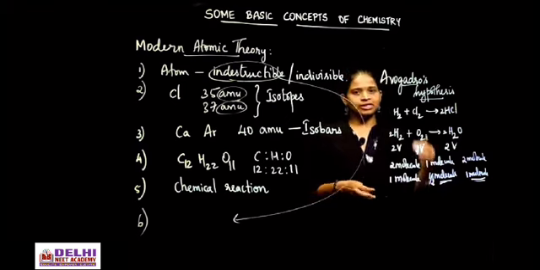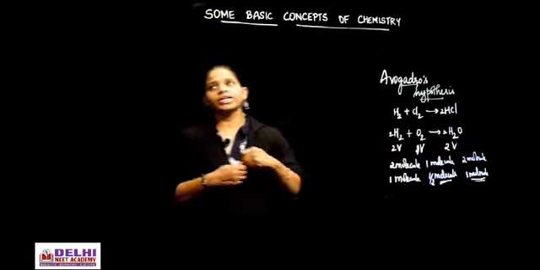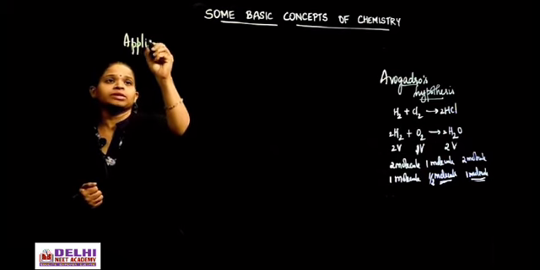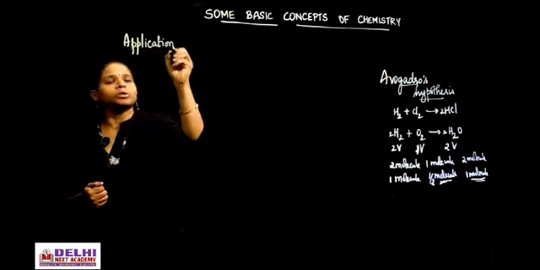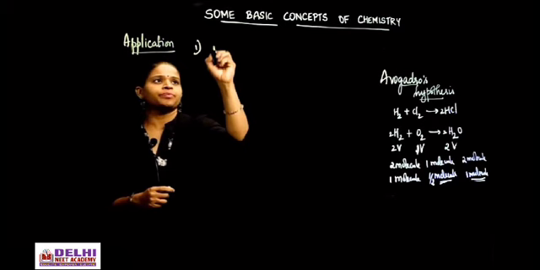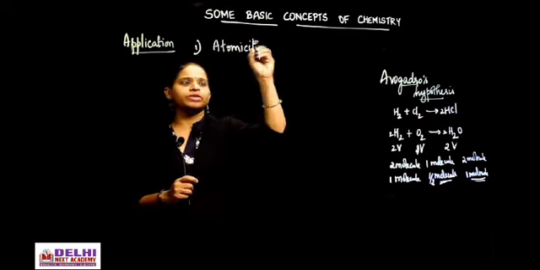So let us explain the applications of Avogadro's hypothesis now. Dealing with the applications, it helps in finding out the atomicity of an elementary gas. That is the first application. Atomicity of an elementary gas can be worked out with the help of this law.